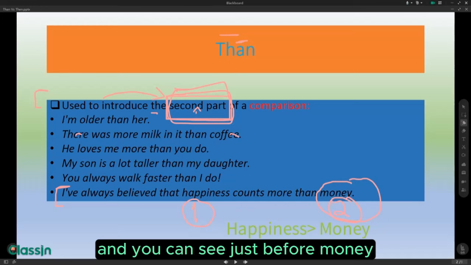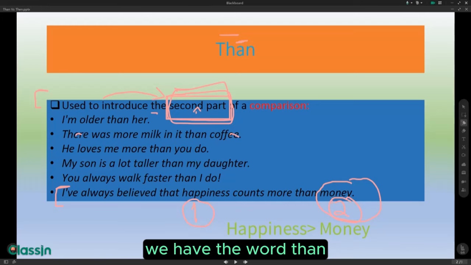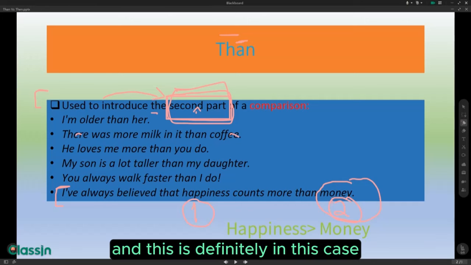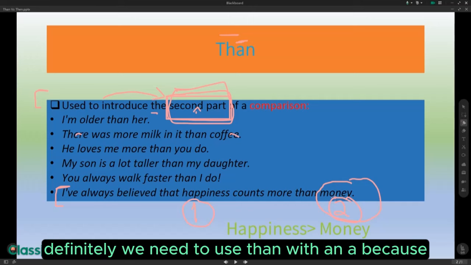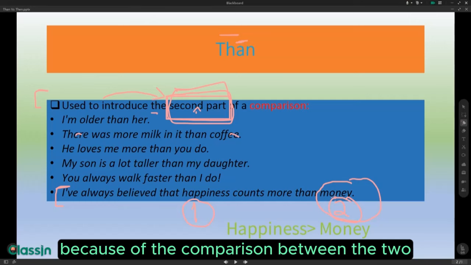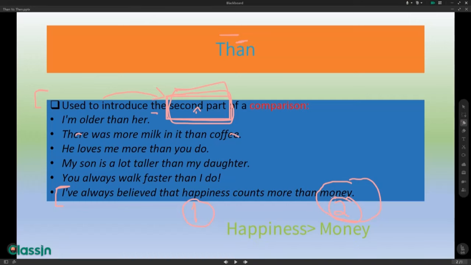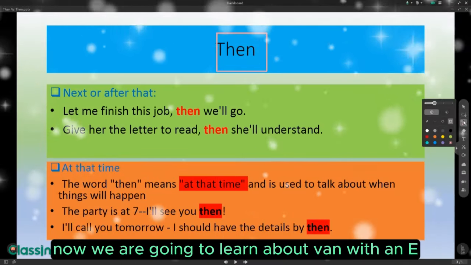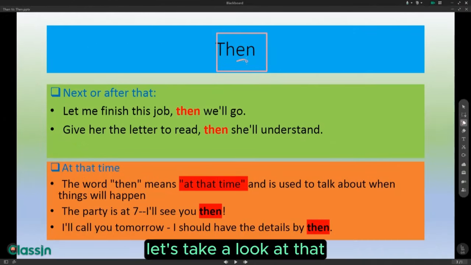And you can see just before money, we have the word then, because we are comparing happiness to money. And this is definitely, in this case, we need to use then with an A because of the comparison between the two. We are going to move to the next part, and in this case now we are going to learn about then with an E. Let's take a look at that.